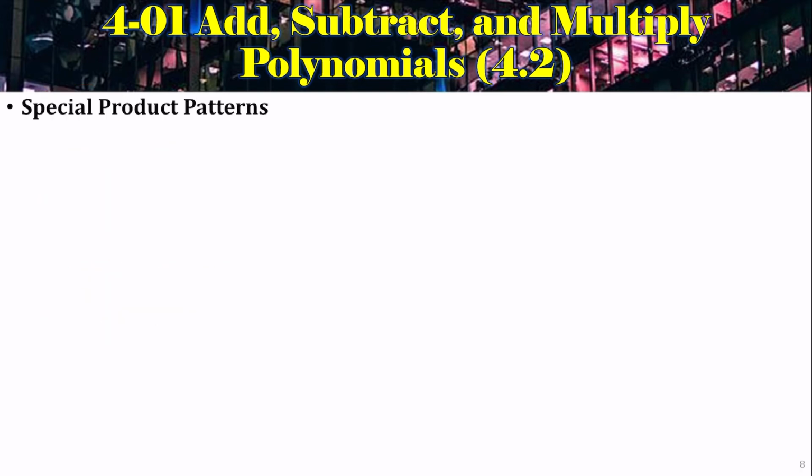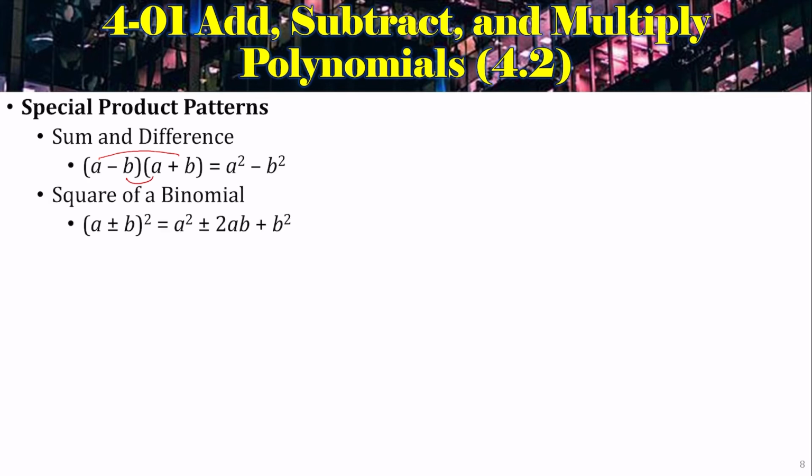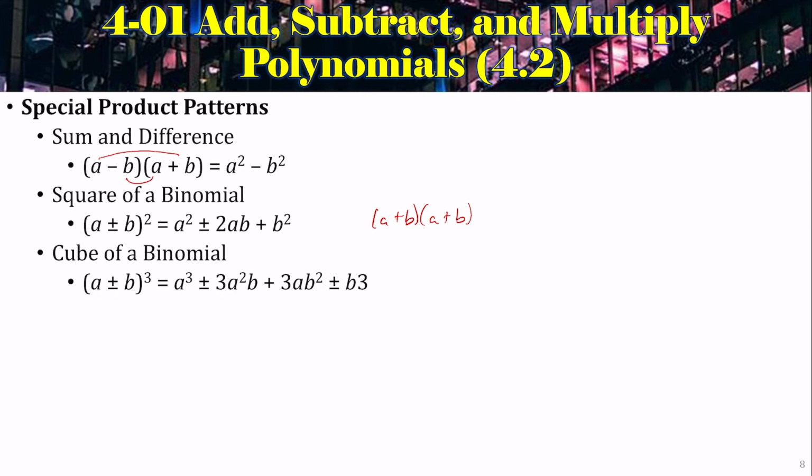There are some special product patterns. We have a sum and difference, so a minus b times a plus b just gives us a squared minus b squared. The middle parts, the ab and the minus ab, cancel out. Square of a binomial, a plus or minus b squared, is the same as a plus b times a plus b, or a minus b times a minus b. And we have the cube of a binomial, which would be a plus b times a plus b times a plus b.